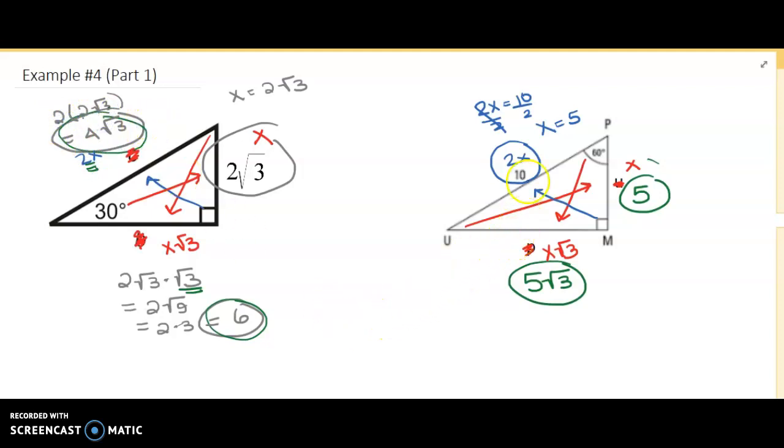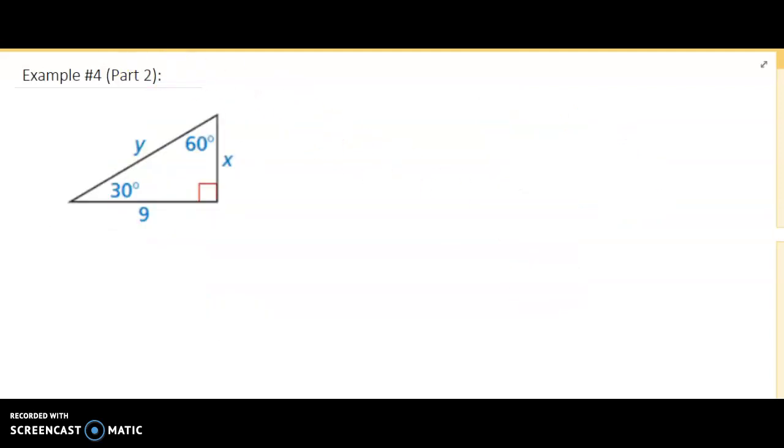Okay, this one's a little more complicated, but not really bad. After we label each side, we know that in order to solve for x, we have to set 2x equal to 10. We get x is 5, so we plug it in. This side's 5, this side's 5 square root of 3. All right, this one's a little more difficult, so I want you to try it on your own, and then we'll go over it.